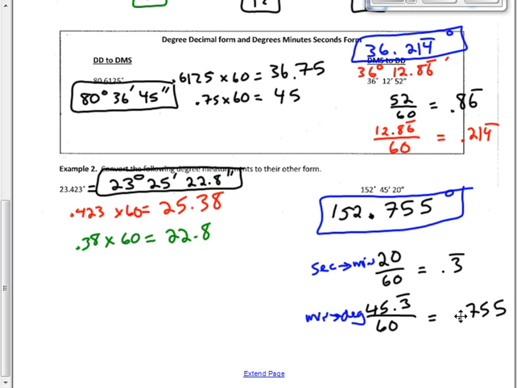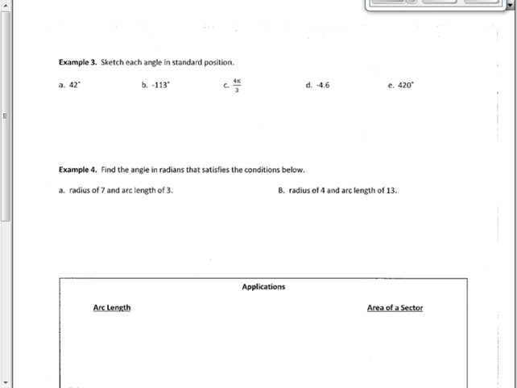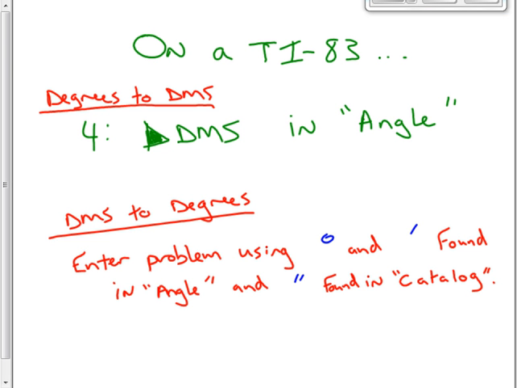Conversions between decimals and their degree form with minutes and seconds as well. So you want to use that information to fill in this table, and I want you to do it by hand first. So try it by hand, see what you can get, and then here's the way that you would do this on a TI-89 or 84 or 83, the calculators that you have.